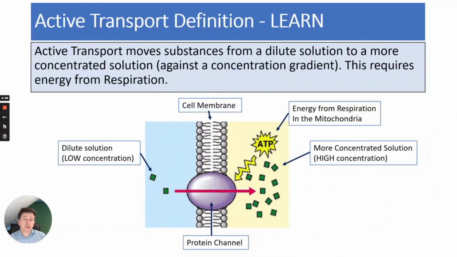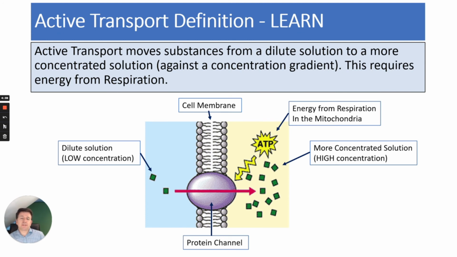So on to the third and final transport across membranes process, which is active transport. Active transport moves substances from a dilute solution to a more concentrated solution. So that's against a concentration gradient. This requires energy from respiration.